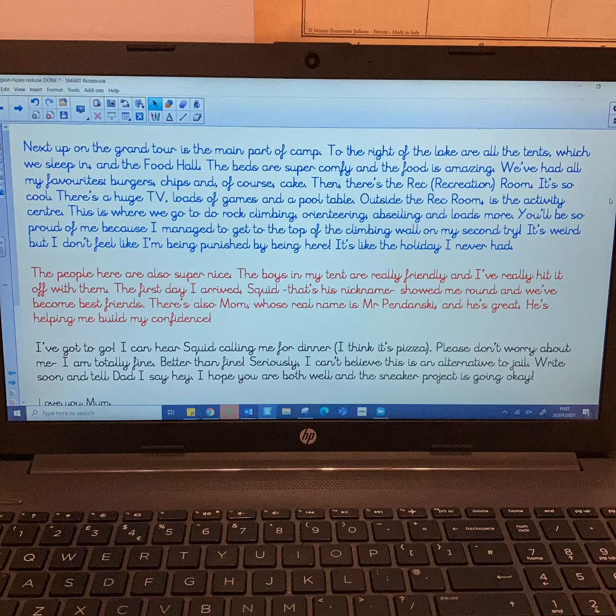So here is my model, and it's the red paragraph. So I've put the people here are also super nice. The boys in my tent are really friendly and I've really hit it off with them. Right, hit it off with them. That is another idiom, okay? You haven't hit it off. That doesn't make any sense, does it? Okay, it doesn't mean that you've hit them. So this is an idiom that means you're getting on really, really well. You've clicked, if you like, which is also, I suppose, another idiom. So make sure we're putting those idioms in there.